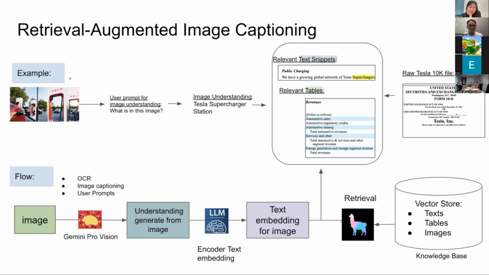So let's say you feed in an image of a Tesla supercharger. Of course, these days everybody knows what Tesla is, but imagine if this was some unknown vehicle brand. You generate this description of the image, and then you look up more details about this brand from your private knowledge corpus. You're able to generate a much more comprehensive set of descriptions.